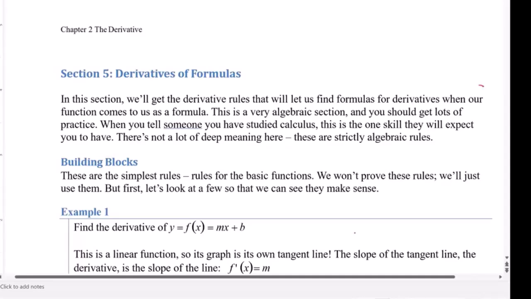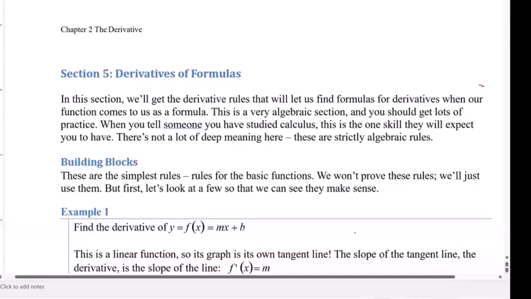So in section 5, we're going to show derivatives of formulas. In this section, we'll get the derivative formulas that will let us find formulas for derivatives when a function comes to us as a formula. This is a very algebraic section, and you should get lots of practice. When you tell someone you have studied calculus, this is one skill they will expect you to have.